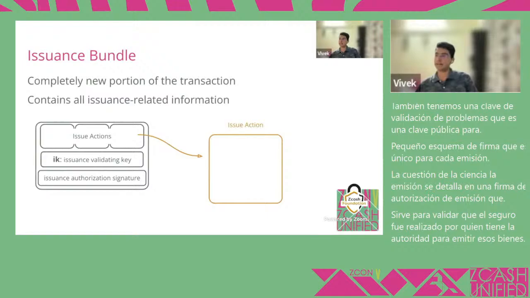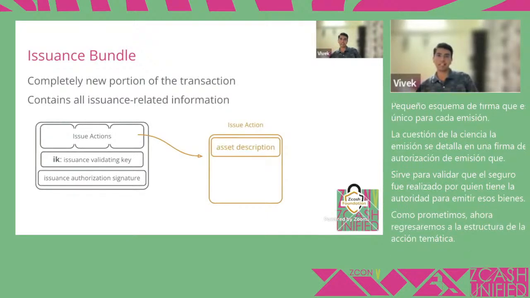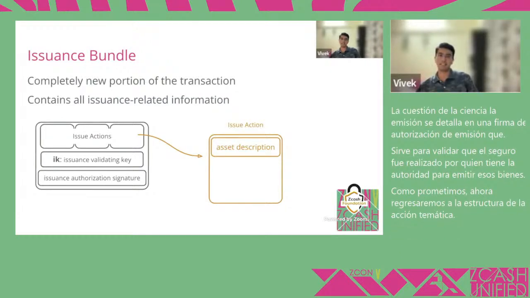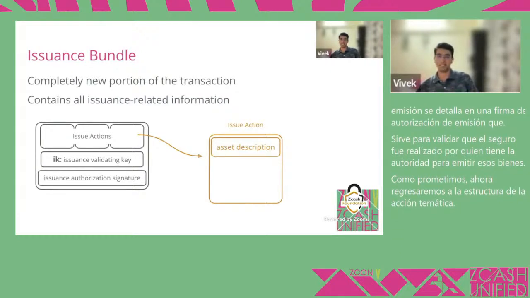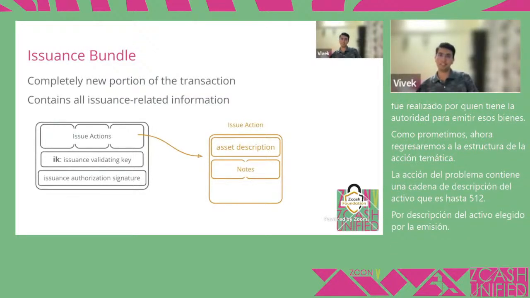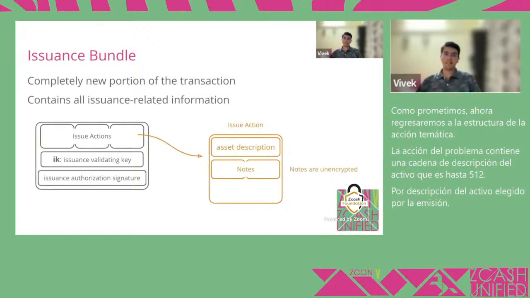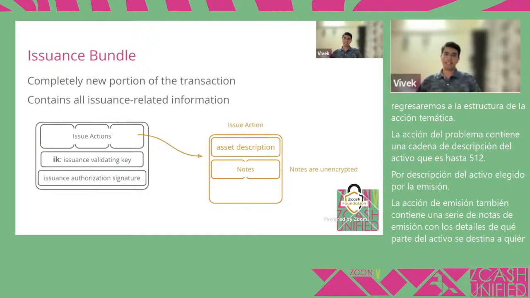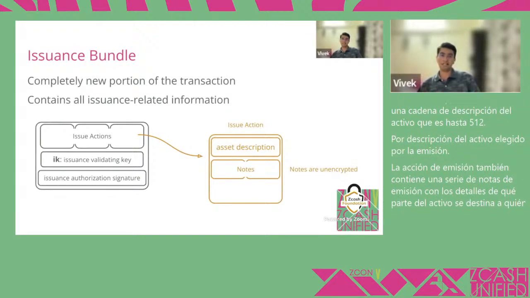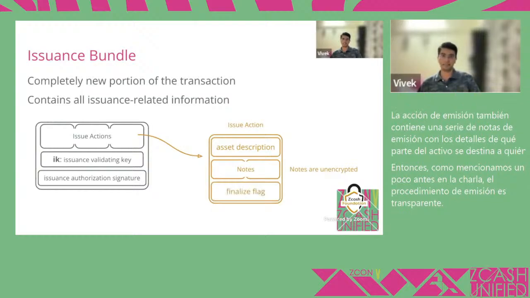As promised, we'll head back now to the structure of the issue action. The issue action contains an asset description string, which is an up to 512 byte description of the asset that is chosen by the issuer. The issue action also contains a number of issue notes with the details of how much of the asset is going to whom. So as we mentioned a bit earlier in the talk, the issuance procedure is transparent, for which reason the notes are unencrypted and it is public as to how much has been issued and to which address.